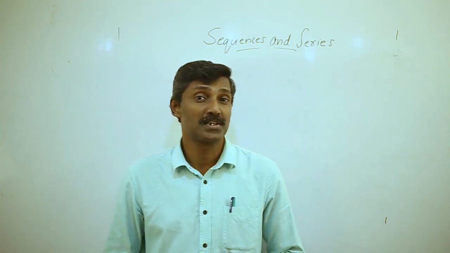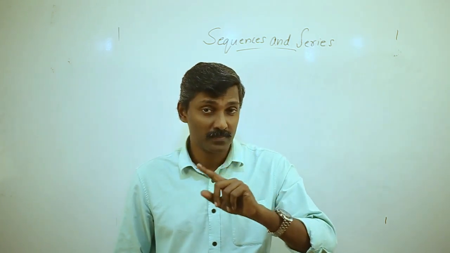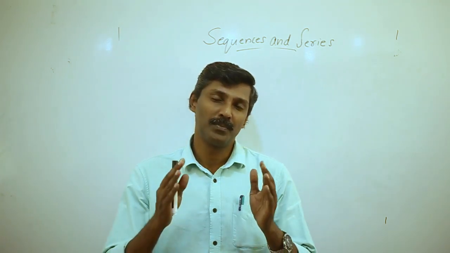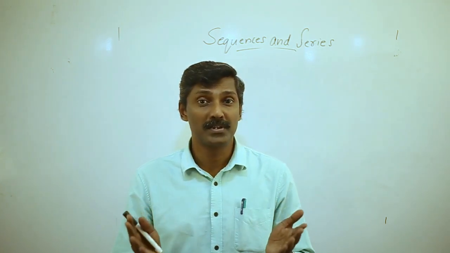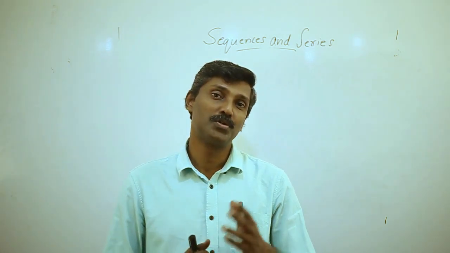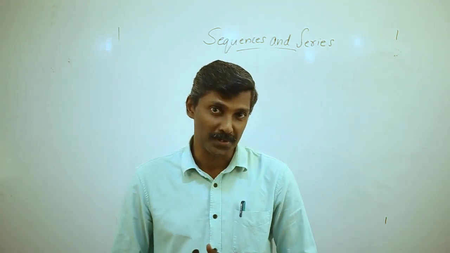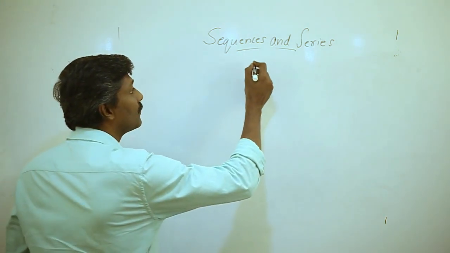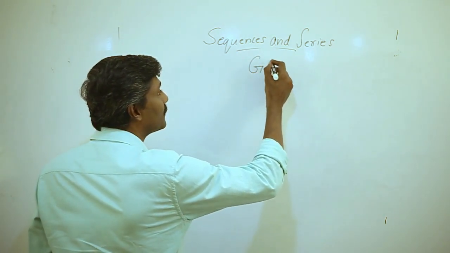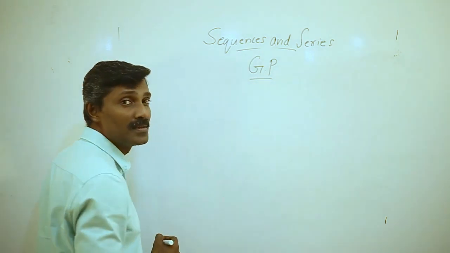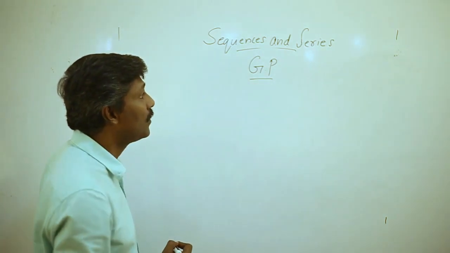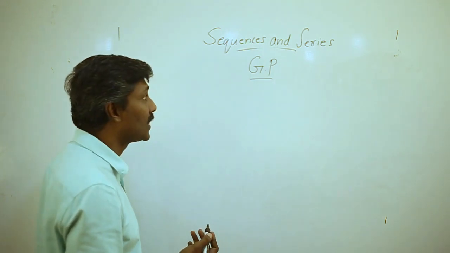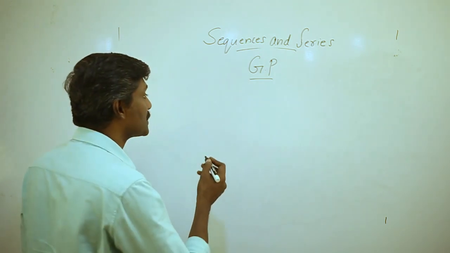Alright, so let's go to the next problem. Not the next problem, next topic actually in sequence and series. Okay, so we just completed the basic concepts of arithmetic progression. Now we will go to geometric progression. Let's see what is geometric progression, or we simply call it GP. Now how do you represent a GP, or what exactly do you mean by a geometric progression?